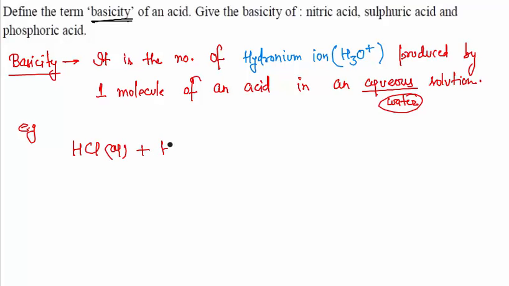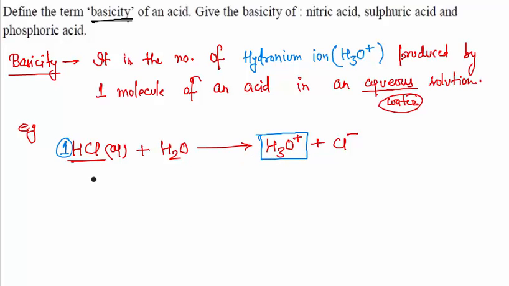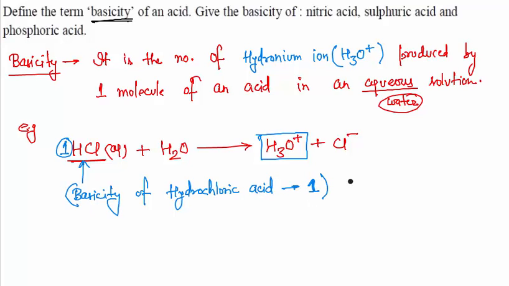Put it in water. What will happen? This gives H3O plus and Cl minus. So basically one molecule of HCl is giving you one H3O plus ion. This is the basicity of this acid, hydrochloric acid. The basicity of hydrochloric acid is 1. So you can also call it monobasic.